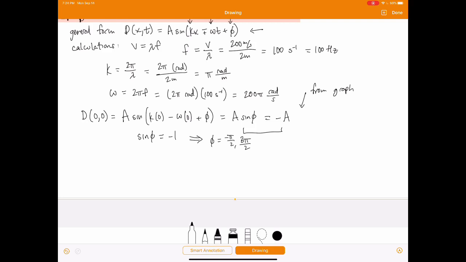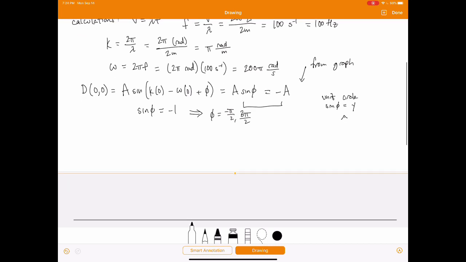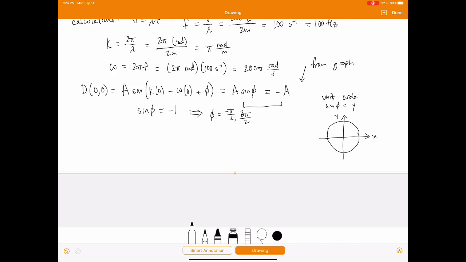I'm going to remind you of the unit circle. Sine of an angle is equal to the y-coordinate on the unit circle. So remember, we have x and y like this. We have the unit circle with the center at the origin. So if sine of an angle is equal to the y-coordinate on the unit circle, we're interested in where the y-coordinate is minus 1, and that happens right down here.